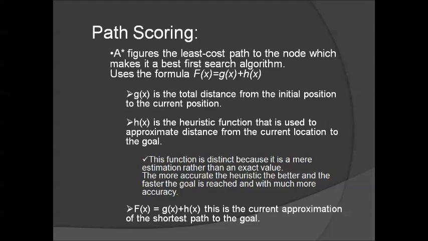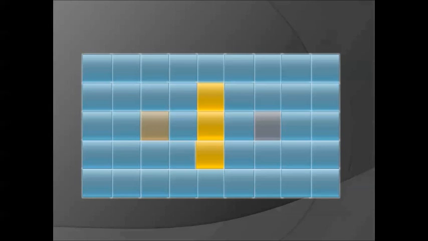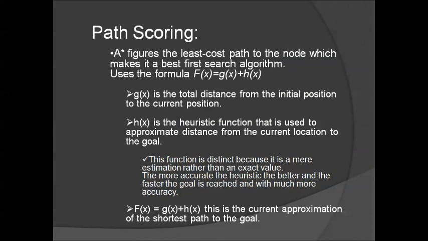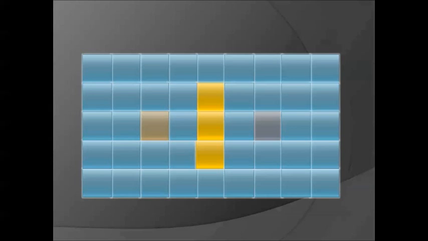Now what is g(x)? g(x) is the total distance from the initial position to the current position. That is, let's say this is the initial position and we have to move to some point, say to this one. So g(x) would be the distance from here to here, and h(x) is the heuristic function that is used to approximate the distance from the current location to the goal.